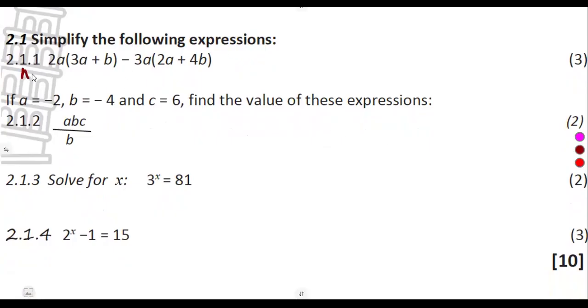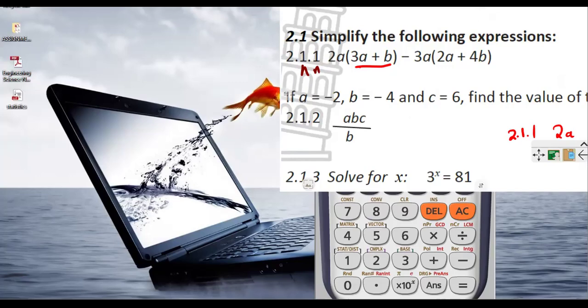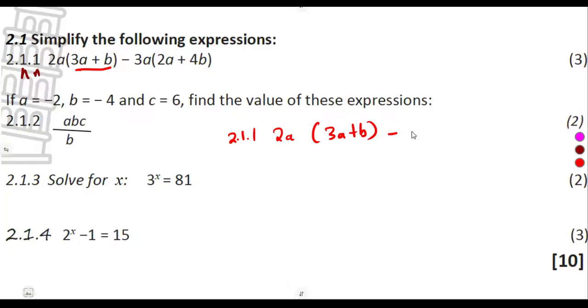All right, 2.1.1. Okay, there's a bracket, no problem. Let us just try to have it here. So we have 2a into (3a plus b), minus 3a into the bracket of 2a plus 4b, like this, okay?